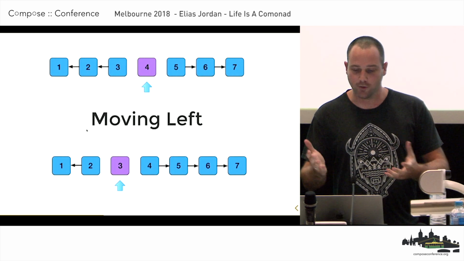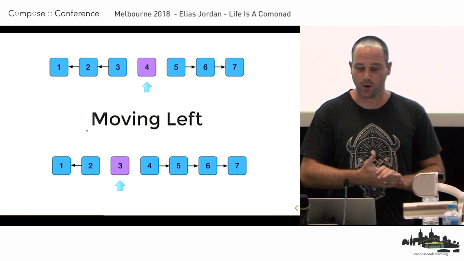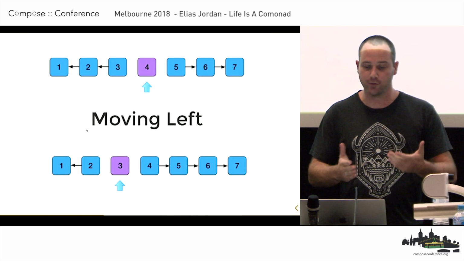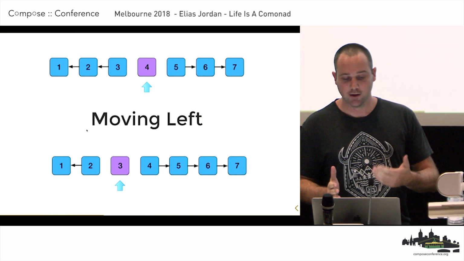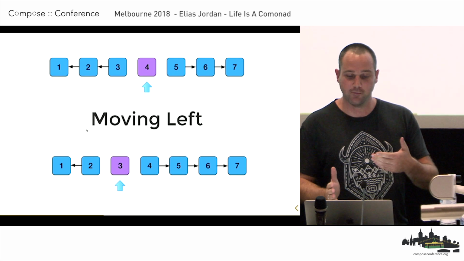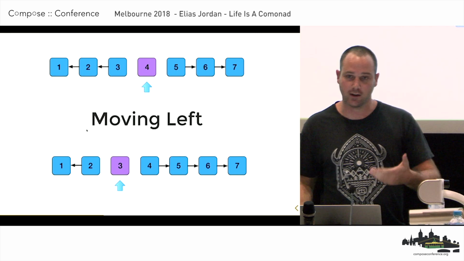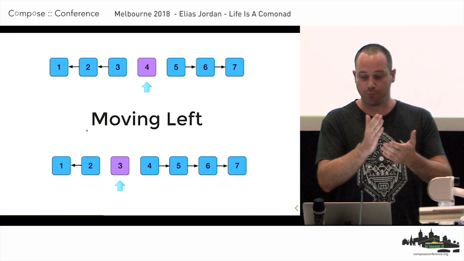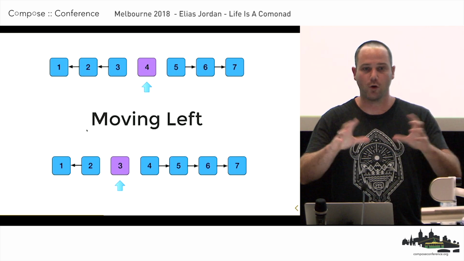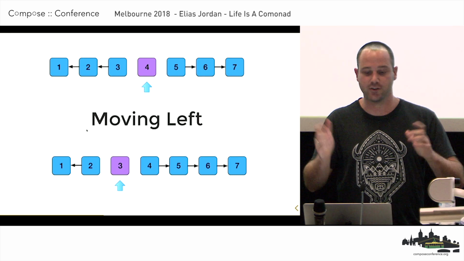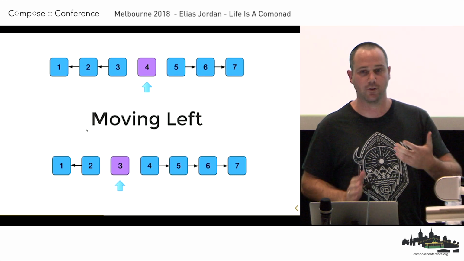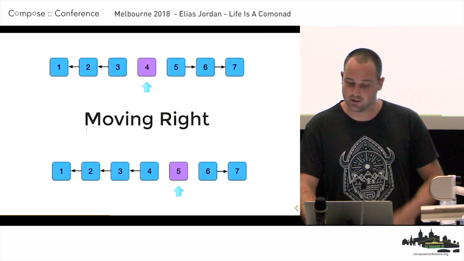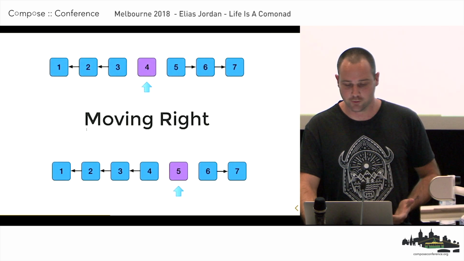So this is an example of moving our focus to the left by one. If we start off with the zipper at the top of the slide there and we want to move left, what we do is we take the head or the first element of our left list and make it the new focus. And then we take our previous focus element and prepend it to the list on the right. So we've used O(1) operations in all of those 3 steps, and we've shifted the focus one element to the left. Here's another example of moving right. I won't go through the details.